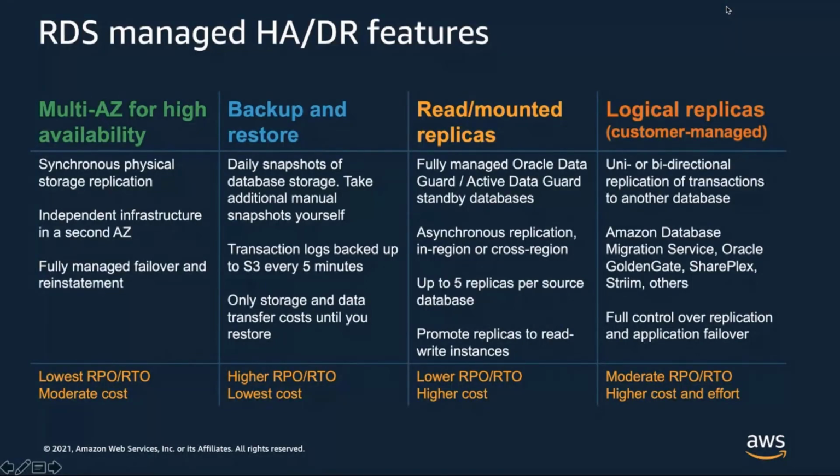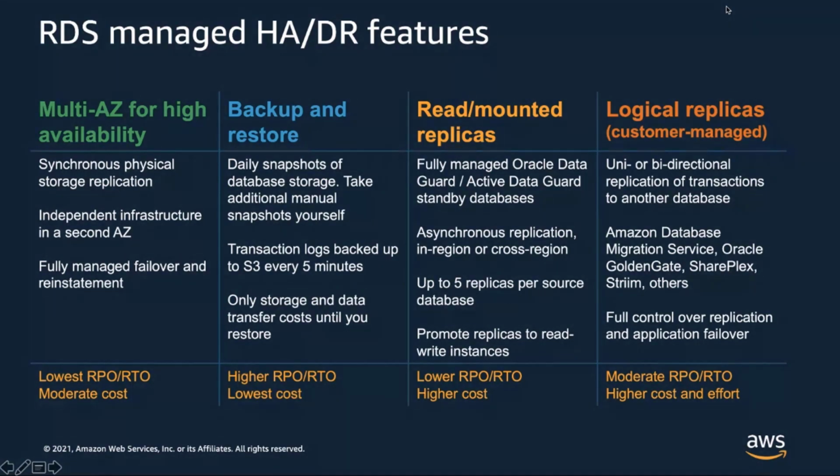Another option that we have is physical replicas. These can be either read replicas or mounted replicas. These are fully managed Oracle Data Guard or Oracle Active Data Guard configurations. Simply create a replica, and RDS does all the work of creating a standby and keeping it up to date with your primary. Replicas use asynchronous replication and can be used either in the same region or across region.